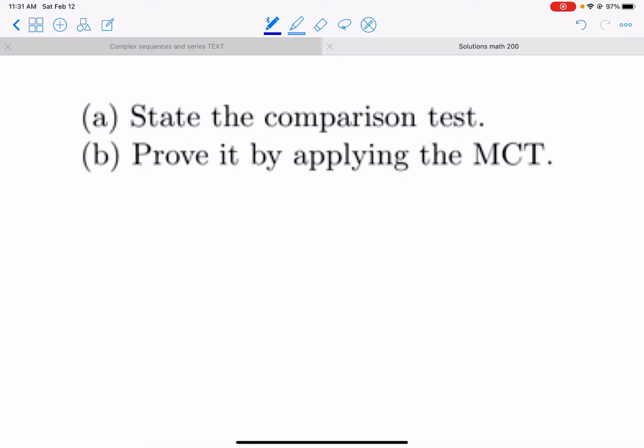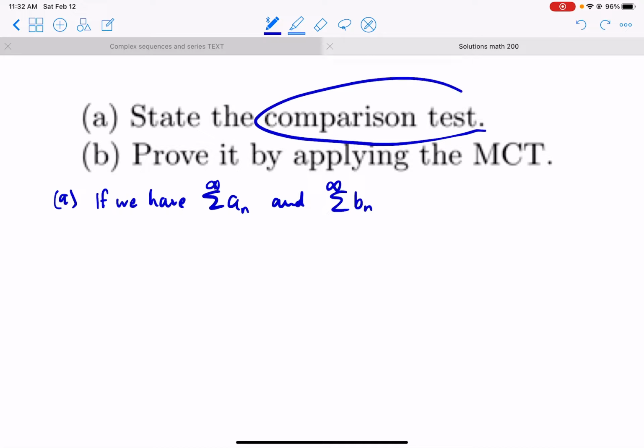Okay, hi everybody. State the comparison test, and then prove it by applying the monotone convergence theorem. Okay, so if we have infinite series, let's say the sum of the a_n's and the sum of the b_n's, these are infinite series over n in some set, maybe the natural numbers, maybe the positive numbers. We don't really need to specify. What's the comparison test say?